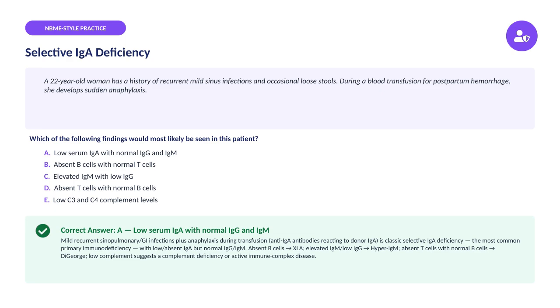The sudden anaphylaxis after a blood transfusion is a classic clue. It happens because the patient's immune system has developed antibodies against IgA, which are present in donor blood, causing a severe allergic reaction. In selective IgA deficiency, you would see low or absent serum IgA, but normal levels of IgG and IgM. This differentiates it from other immunodeficiencies, like X-linked agammaglobulinemia, which has absent B cells, hyper-IgM syndrome, showing elevated IgM with low IgG, DiGeorge syndrome, characterized by absent T cells, and complement deficiencies, which often show low C3 and C4 levels. So the key lab finding here is low serum IgA, with normal IgG and IgM.